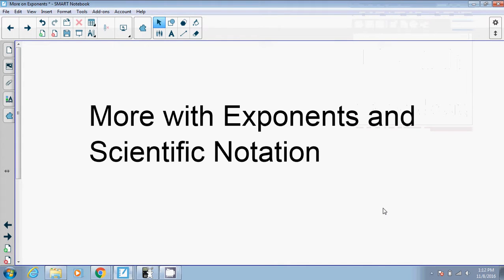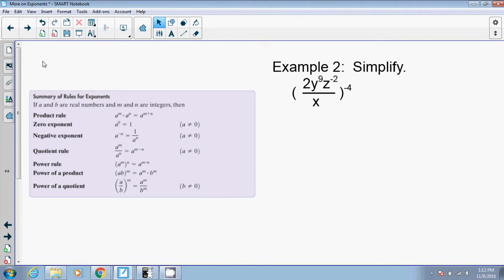This video is more with exponents and scientific notation. We introduced in the last video 3 new exponential rules. So we're dealing with the 7 exponential rules in order to simplify the given polynomial. So I have 2y to the 9 z to the negative second over x, all raised to the negative 4th power.